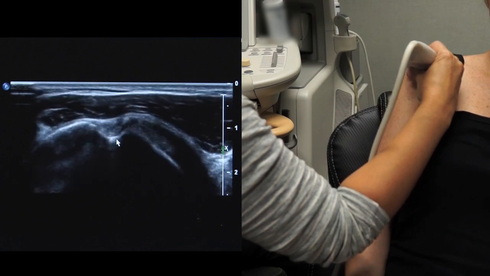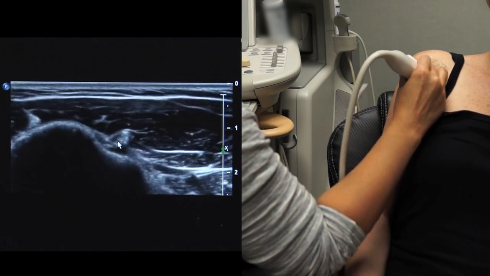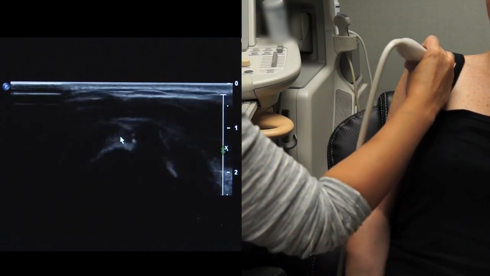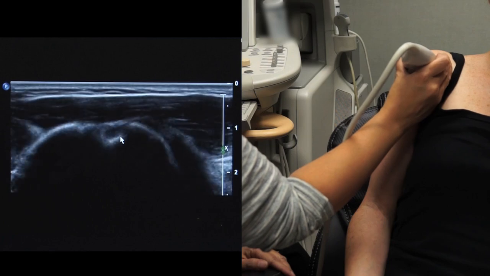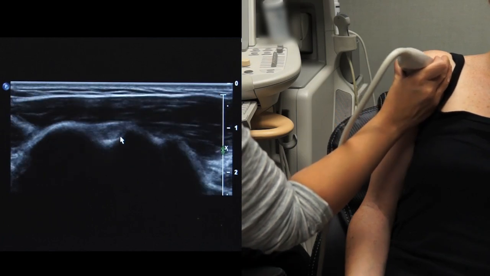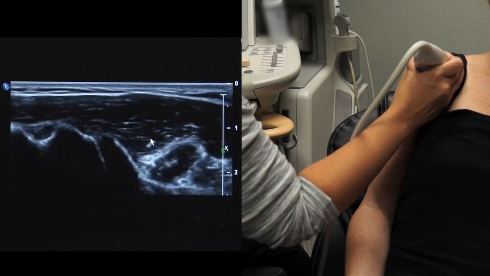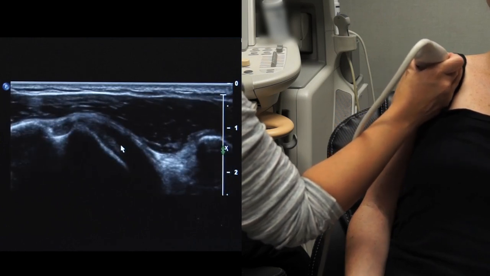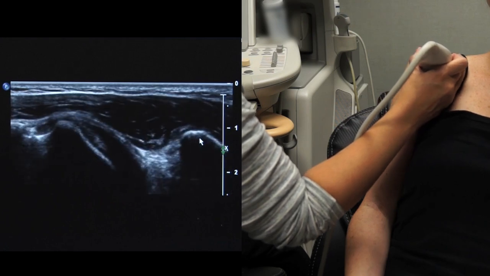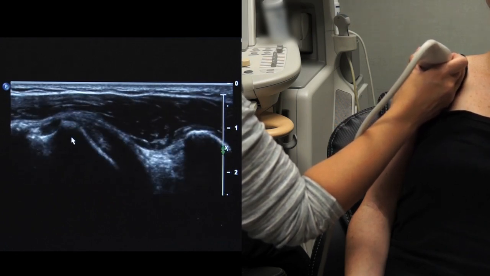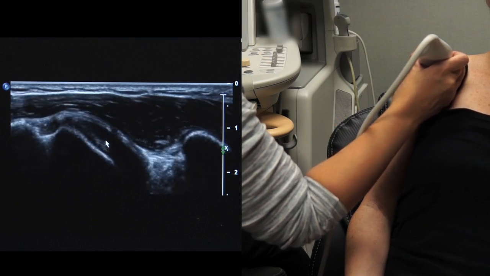Okay, so short axis view and long axis view. Next, we're going to look at the subscapularis tendon, which inserts on the lesser tuberosity. So we'd like to slide over to put that in the center of our screen. And a good landmark to use is the coracoid process, okay, which is right here. Here's the lesser tuberosity. And here we are looking at the subscapularis tendon.